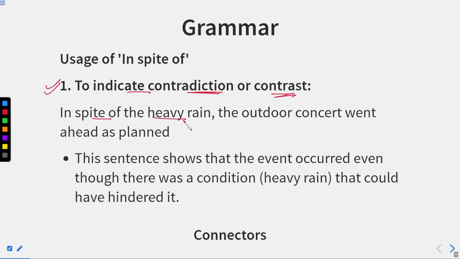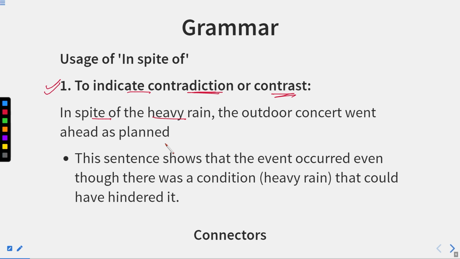In spite of heavy rain, now let us have an example. In spite of the heavy rain, the outdoor concert went ahead as planned. So there was heavy rain, because of which the concert could be cancelled, yet it was not cancelled. In fact, it did not get affected because of that heavy rain. Instead, the outdoor concert went ahead as planned. It did not get disturbed. It went as planned, according to the planning. It did not get disturbed just because of that heavy rain.